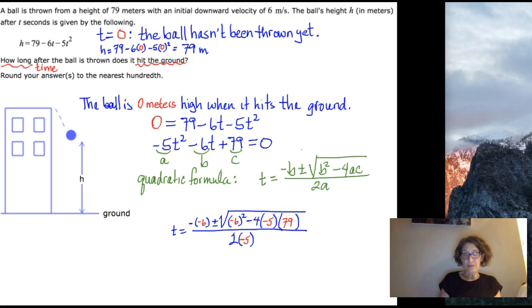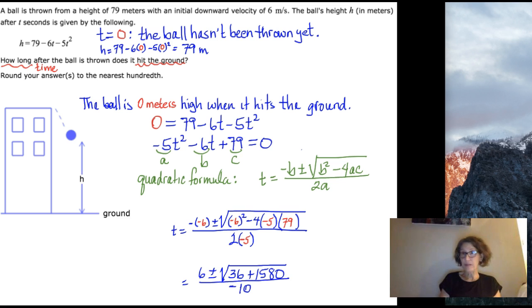Okay, so now I'm going to simplify a little bit. So negative 6 is really positive 6. And then I have plus or minus the square root of negative 6 squared is negative 6 times negative 6, which is positive 36. And then negative 4 times negative 5 is positive 20 times positive 79 is positive 1,580. And then the denominator, I have negative 10.